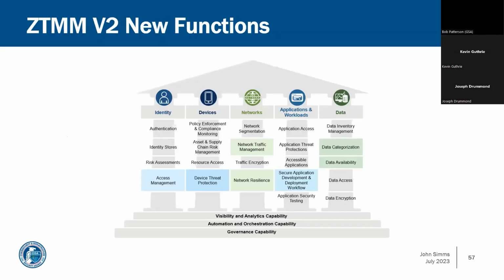So this one just talks about some of the new functions, several of which I just spoke to: access management and identity, device threat protection and devices, network resilience and traffic management for the network pillar, secure application development workflow, and I'm going to call out application security testing again. And then in the data pillar, the data categorization and data availability. Next slide, please.